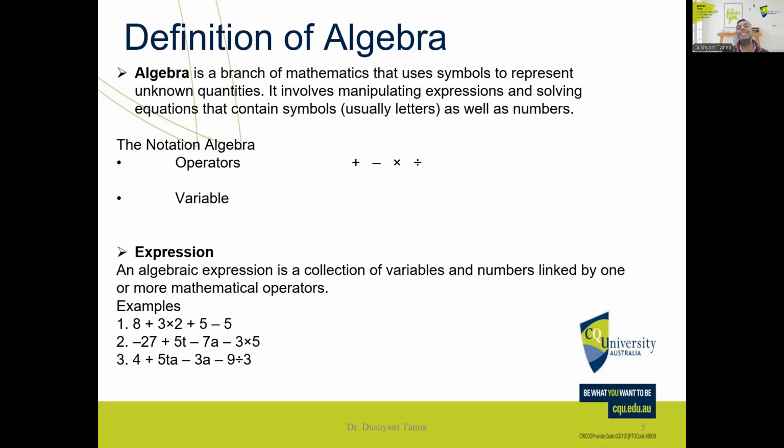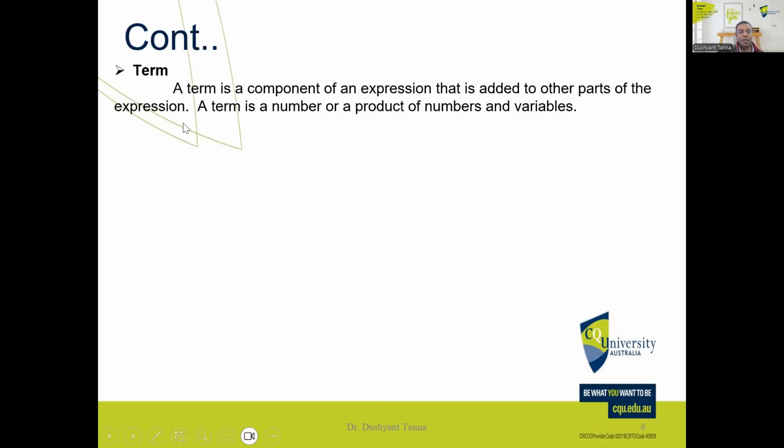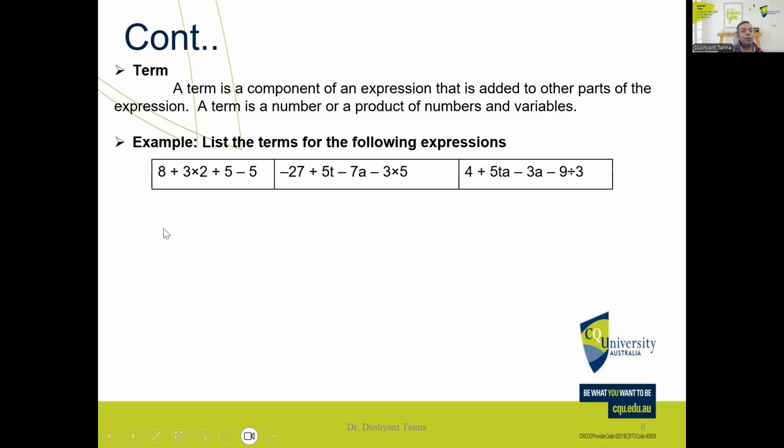But the moment I assign them equal to 0, equal to 5, something equal to, it will become an equation. An equation can then be a linear equation, one variable equation, quadratic, multiple variable, and a system of linear equations can be built up, right? Okay. A term is a component in an expression that is added to other parts of the expression, right? So what are the terms here? 8, 3 times 2, 5, negative 5, 5t, 7a, they are all the terms. Right?